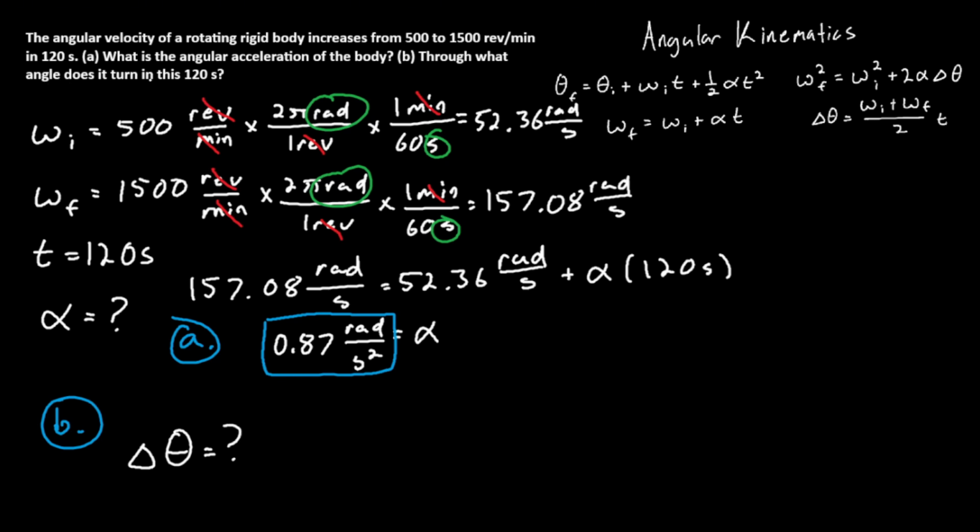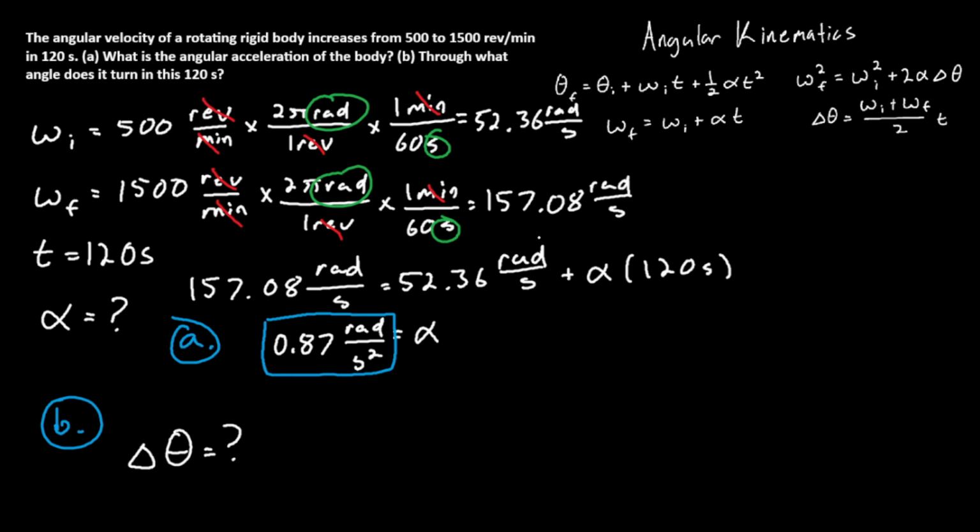So through what angle does this turn in 120 seconds? Take a pick. Which formula will you use? Well, if you picked this one, you're right. It's the simplest one. It doesn't even include acceleration in this because you don't even need it. You just need your initial and final angular velocities and your time.